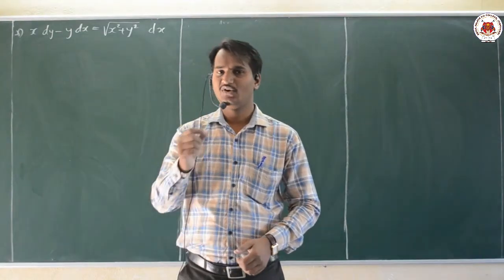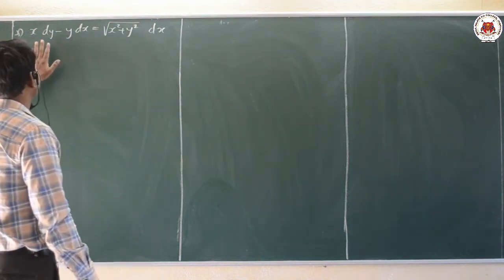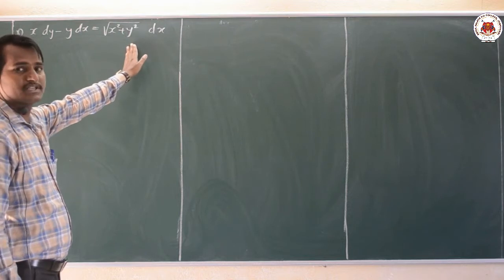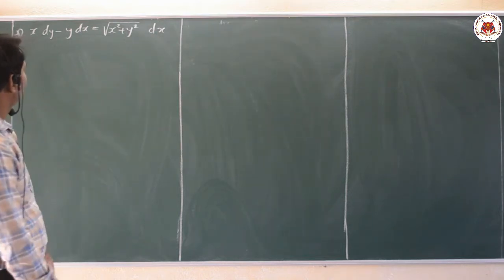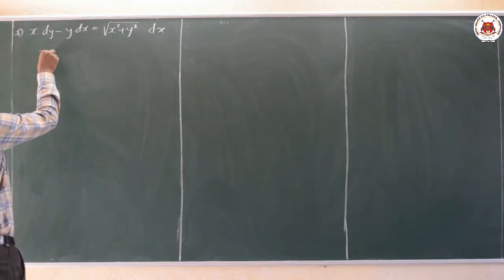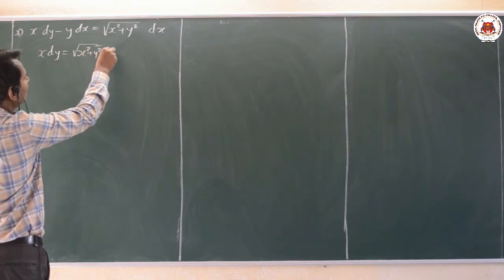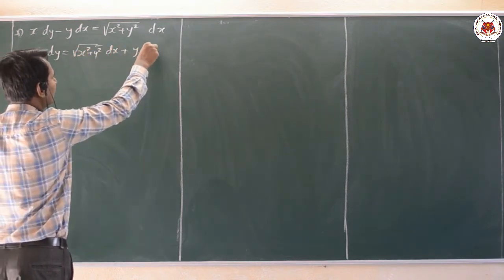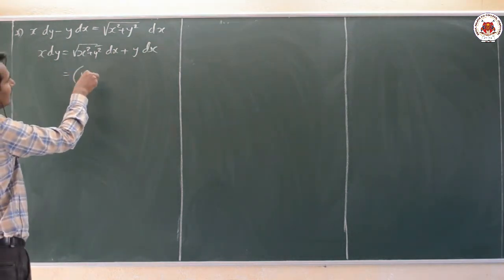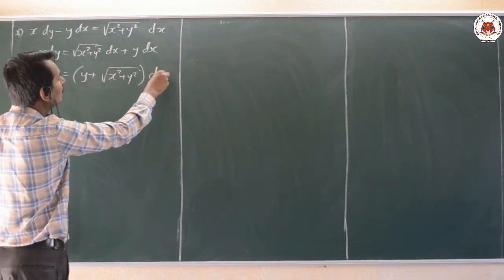Okay, dear students, now let us move on with the next problem. The next problem is very simple. What he has given is x dy minus y dx equal to root of x square plus y square into dx. Now what I will do is first gather all the dx terms, that is x dy equal to root of x square plus y square into dx plus y into dx. If I take dx common, the remaining part I can write as y plus root of x square plus y square into dx.